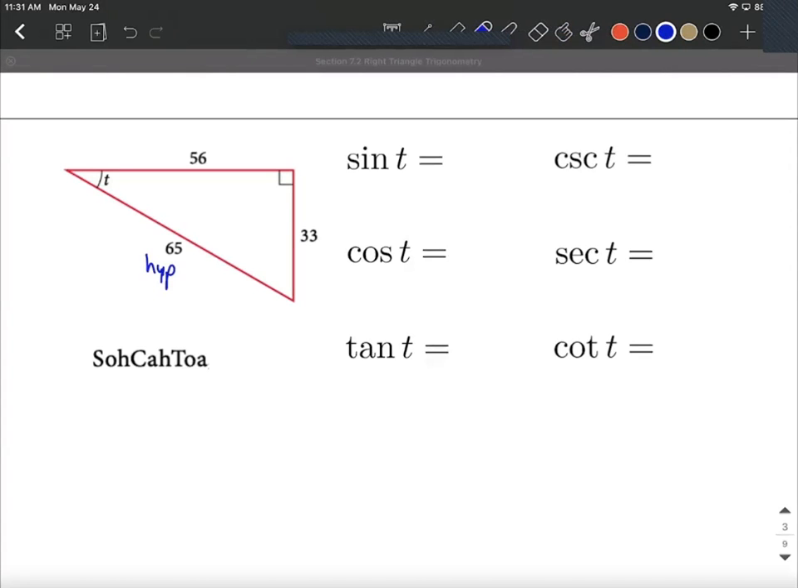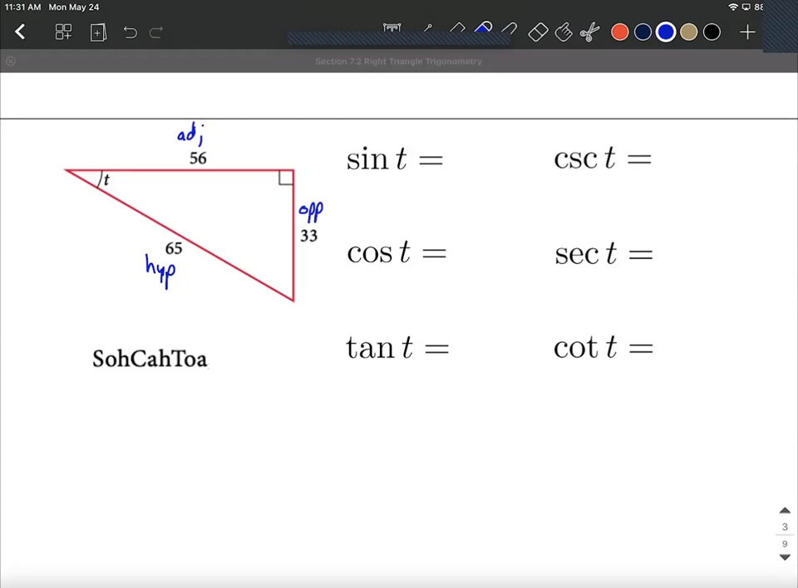Opposite is based on where this angle is. So T is over here in the top left. The opposite is going to be the 33 because it's located opposite where that angle is. The adjacent is going to be the 56 because it's one of the side lengths that goes into making up this angle. So just labeling everything from the very beginning, great start.